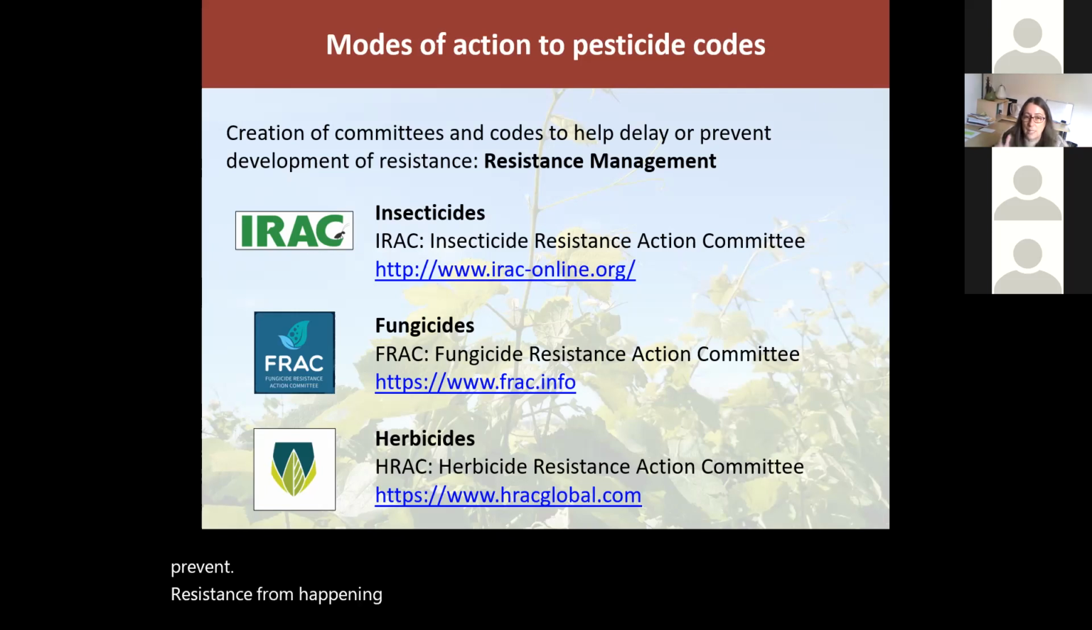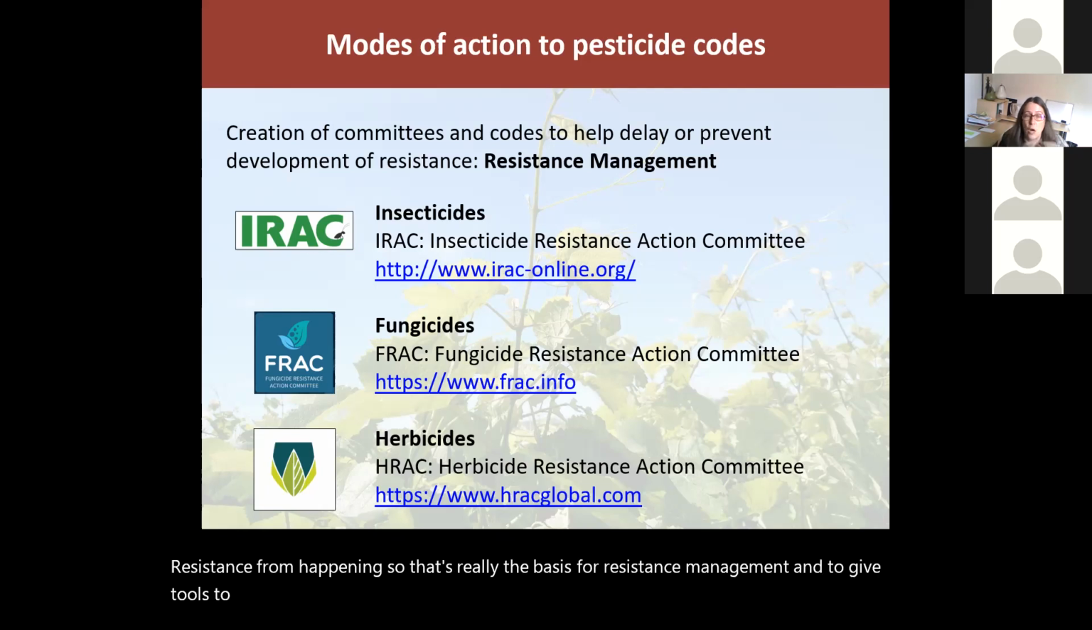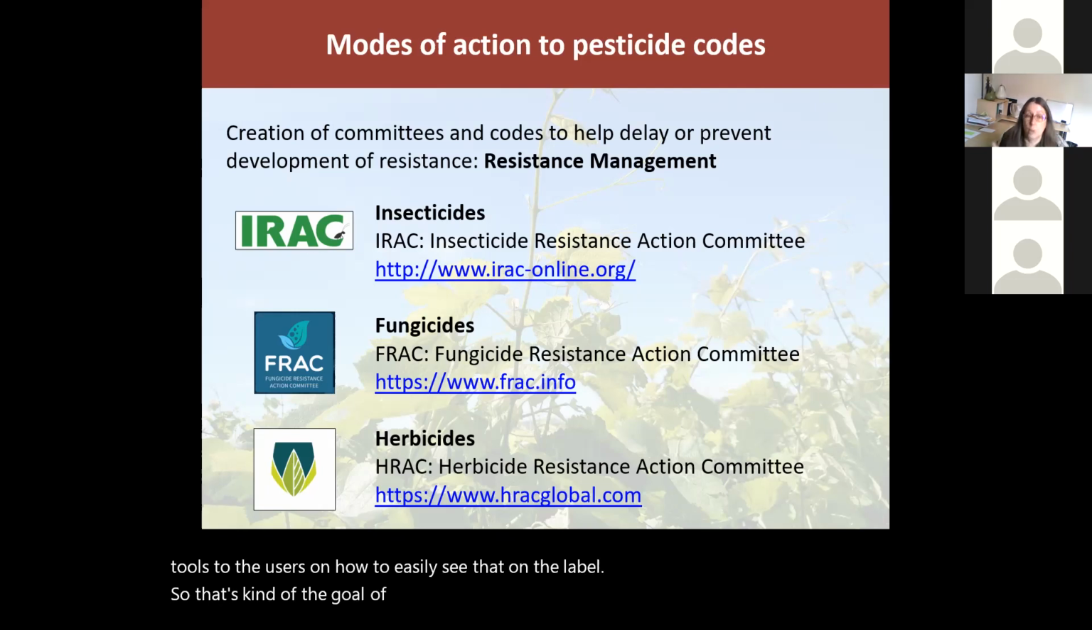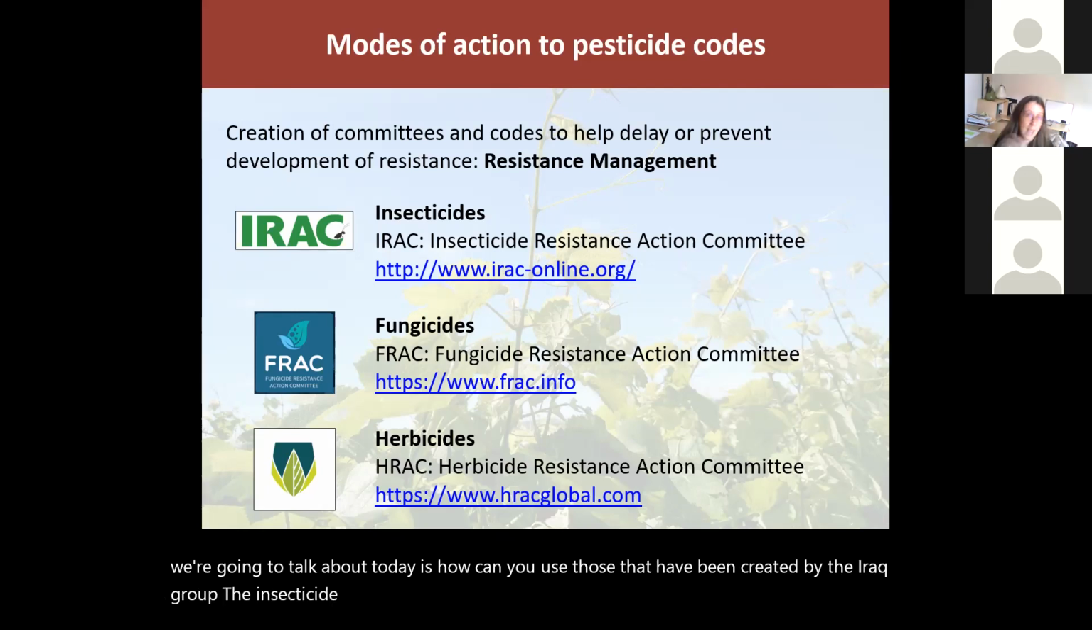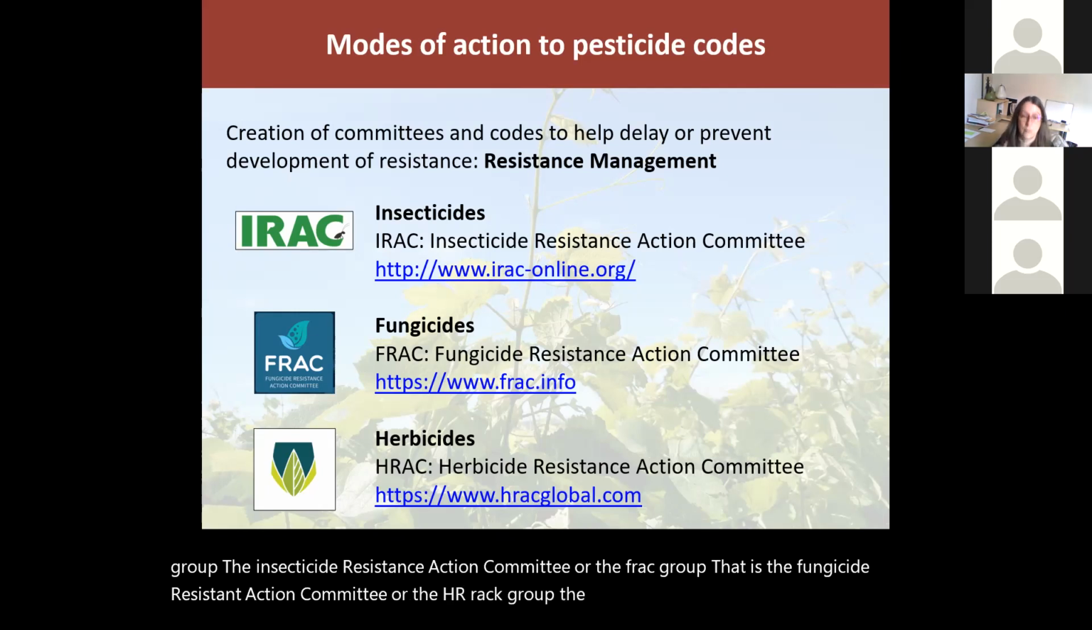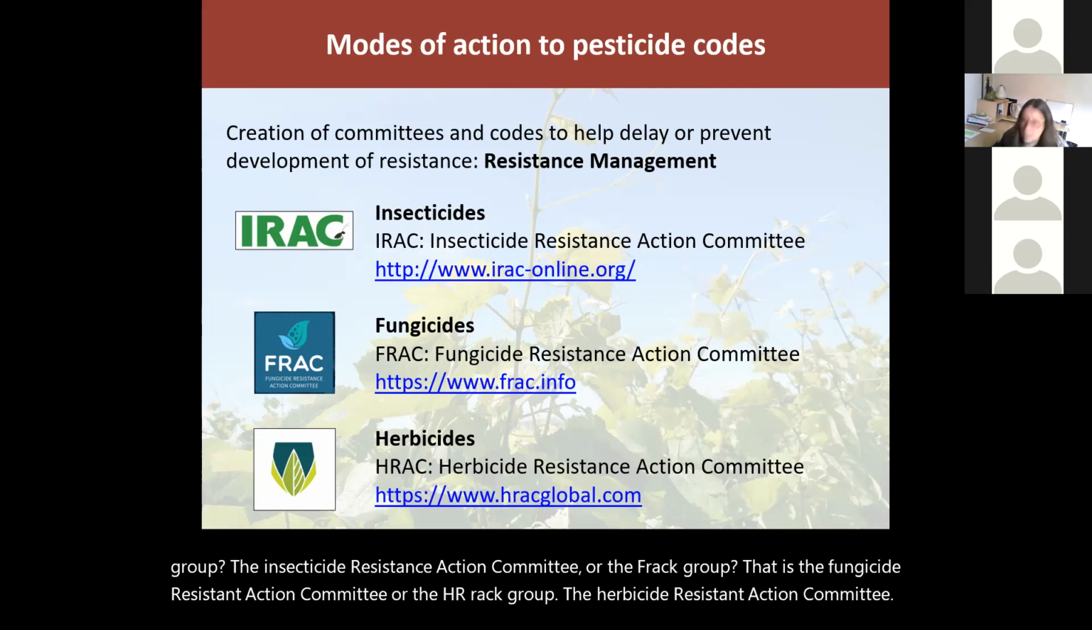So that's really the basis for resistance management, and to give users tools to easily see that on the label. That's the goal of those. There's a lot more to it, but the bottom line of what we're going to talk about today is how you can use the codes created by the IRAC group, the Insecticide Resistance Action Committee, or the FRAC group, the Fungicide Resistance Action Committee, or the HRAC group, the Herbicide Resistance Action Committee. And that's what we'll talk about.